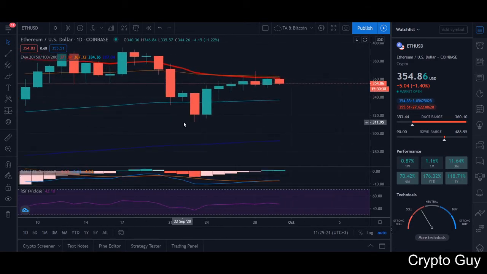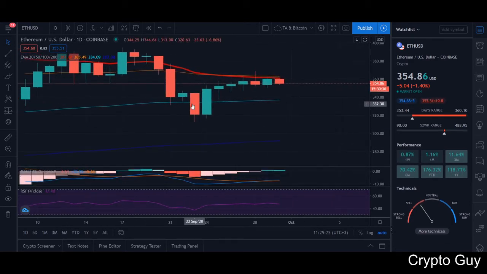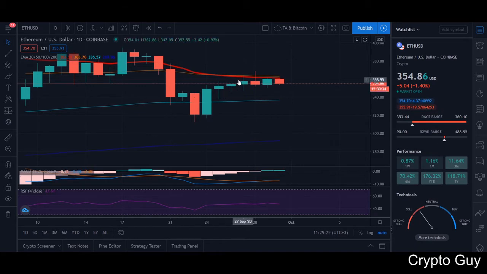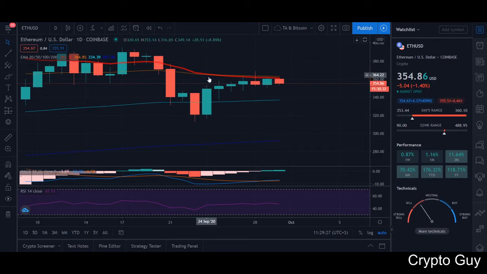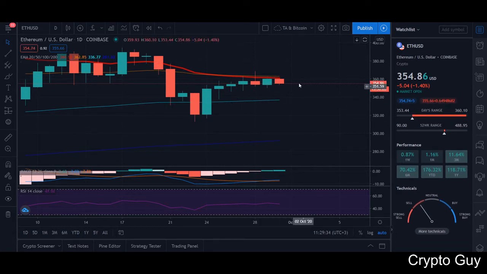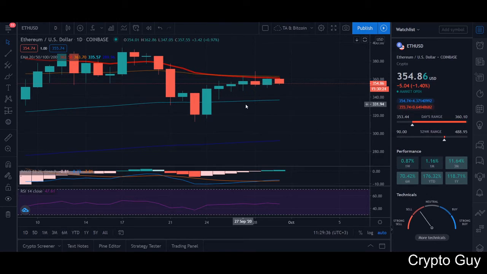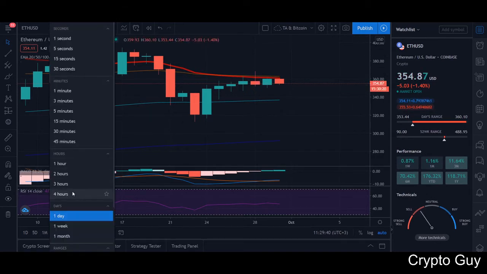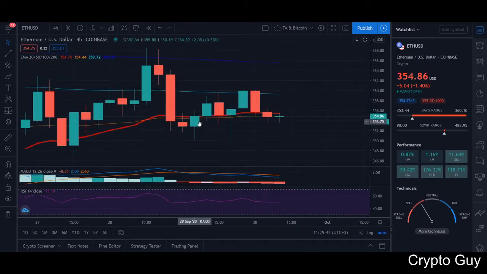Okay, so here we have the Ethereum USD chart, and we're going to talk about some technical analysis and where the price is going at the moment. And this is the 1 day chart, and here you can see that price is moving sideways at the moment. It is just moving between these two lines, which are the 50 weekly moving average and the 100 weekly moving average, and the price is not able to decide whether it should break up or break down.